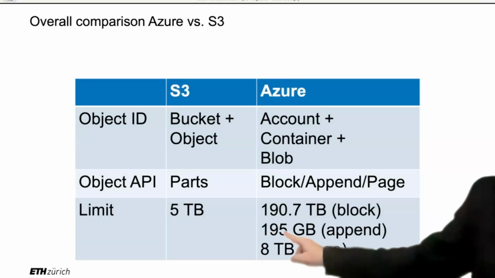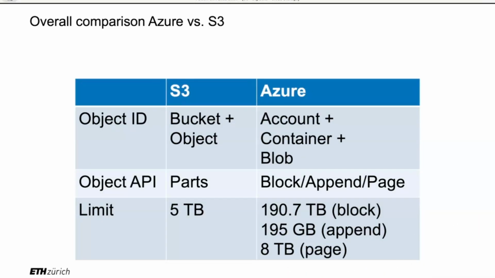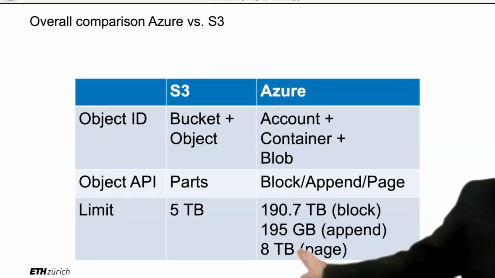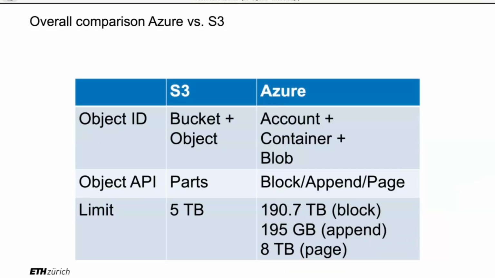Then the append blobs for logging is much less. It's 195 gigabytes. Again, that's just like sensor logging, website visits, loggings, and so on. And then 8 terabytes for pages, which sounds reasonable because it's, again, virtual memory for virtual machines. All right, so this is just to contrast the two.